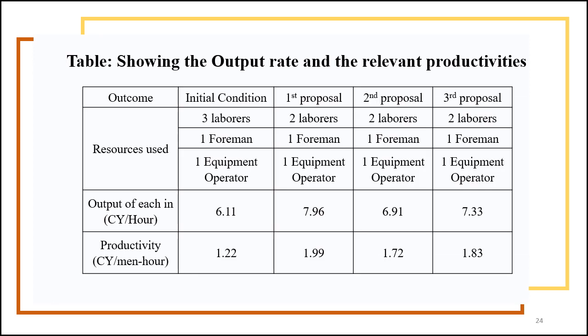Here in this slide, we have a table showing the output rate and the relevant productivities. As you can see, we have the initial condition which had the output of 6.11 cubic yards per hour and the productivity rate of 1.22. We have the first proposal which had the output rate of 7.96 and productivity rate of 1.99. And then we have the second proposal which had the output rate of 6.91 and productivity rate of 1.72. And the last proposal which had the output rate of 7.33 and productivity rate of 1.83.